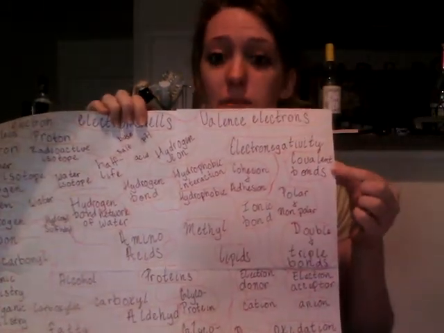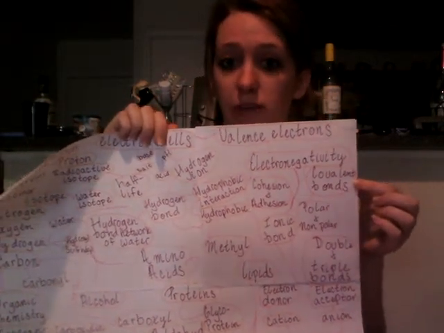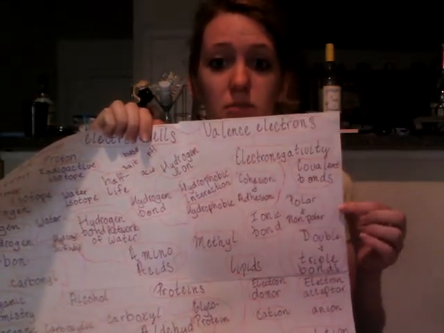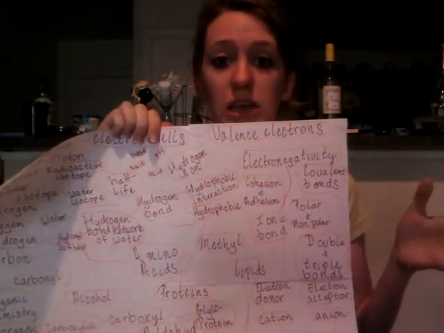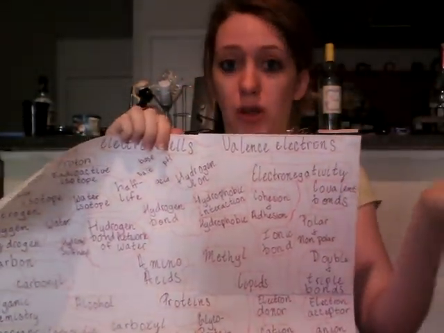Okay, and then covalent bonds are the major bond. It involves the sharing of electrons. There's polar and nonpolar covalent bonds. Polar is where you share the electrons unequally. So like a water molecule is polar.